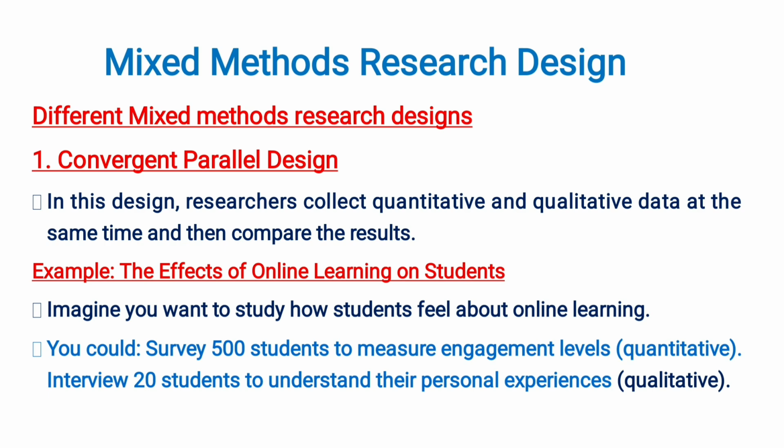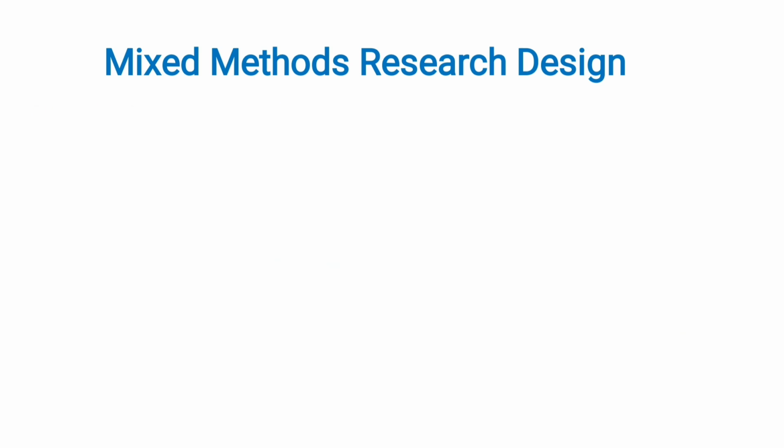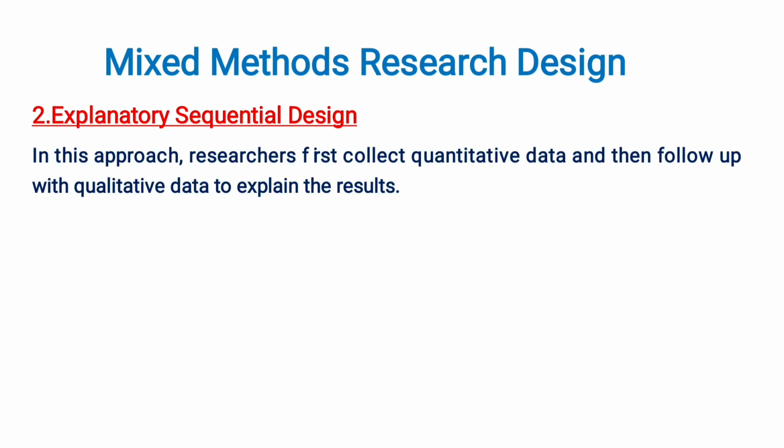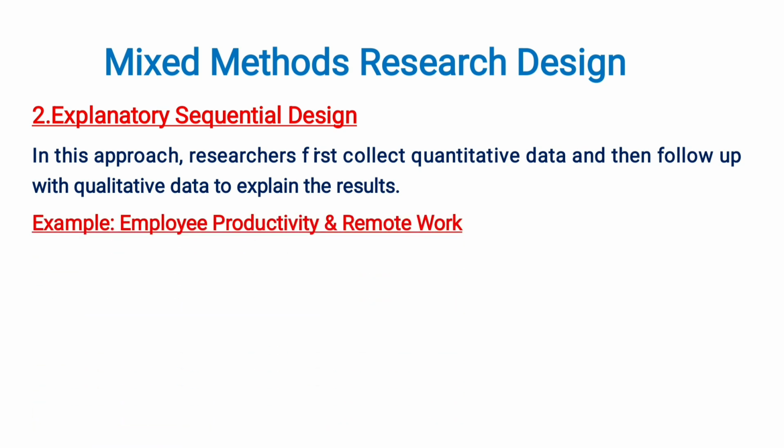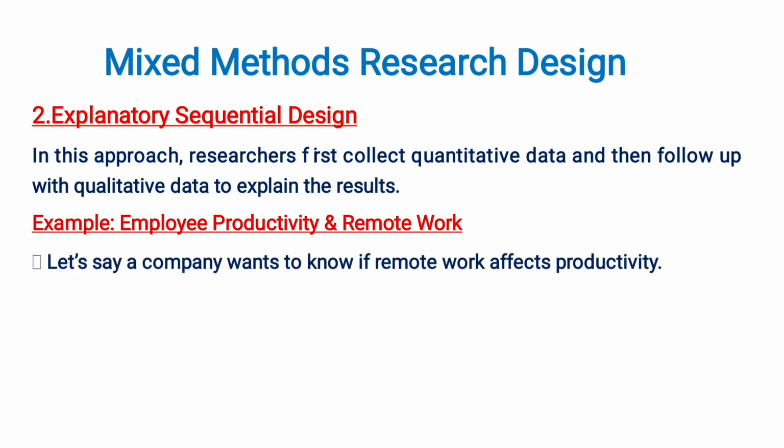And the second mixed method research design is explanatory sequential design. In this approach, researchers first collect quantitative data and then follow up with qualitative data to explain the results. First, a researcher needs to collect quantitative data and then follow up with qualitative data in explaining a quantitative result. For example, in a study entitled employee productivity and remote work, let's say a company wants to know if remote work affects productivity or not.